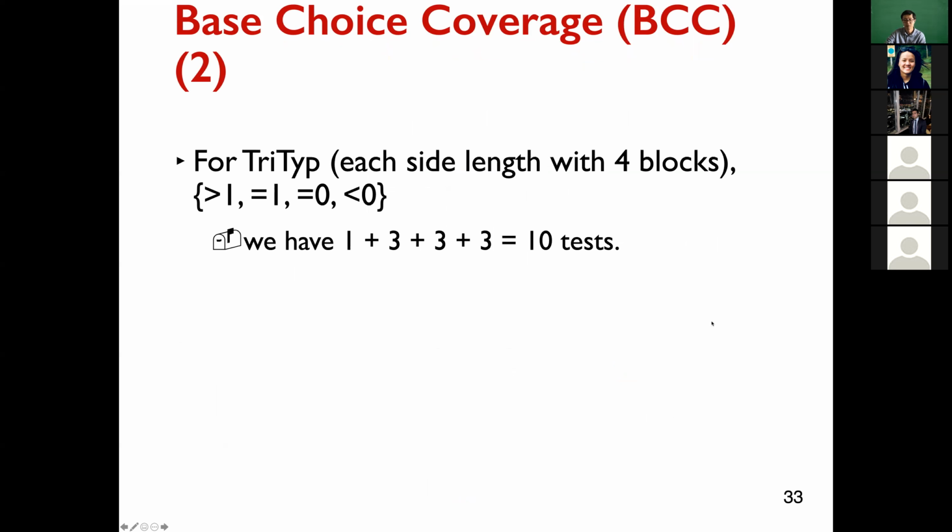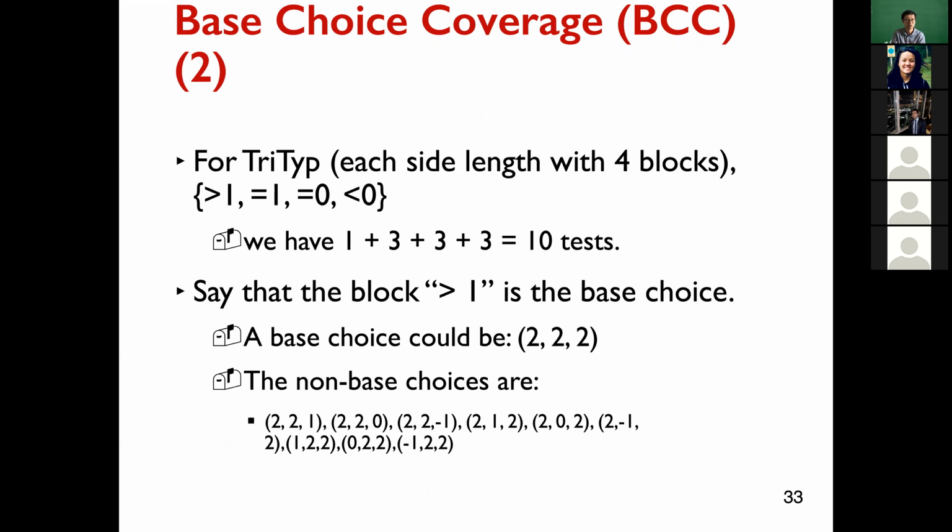For the example of the triangle type, we could have this result. We have, for example, each side length with 4 blocks, which means 4 partitions for each side, right? So in total we have 10 test cases, because we have the base test plus 3 additional choices for each side, right? That is 1 plus 3 plus 3 plus 3, which is 10 tests.